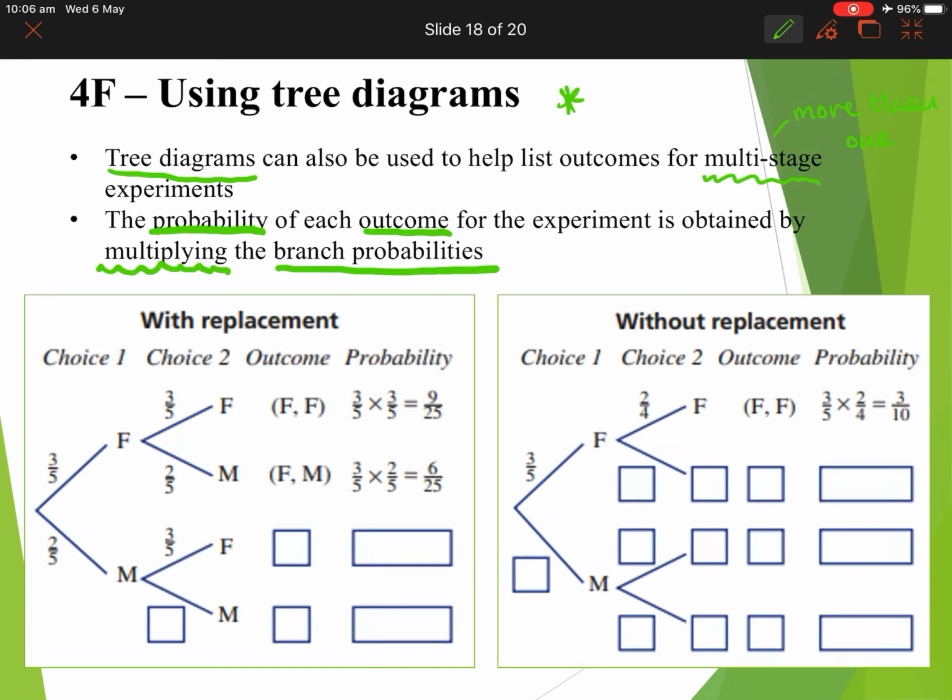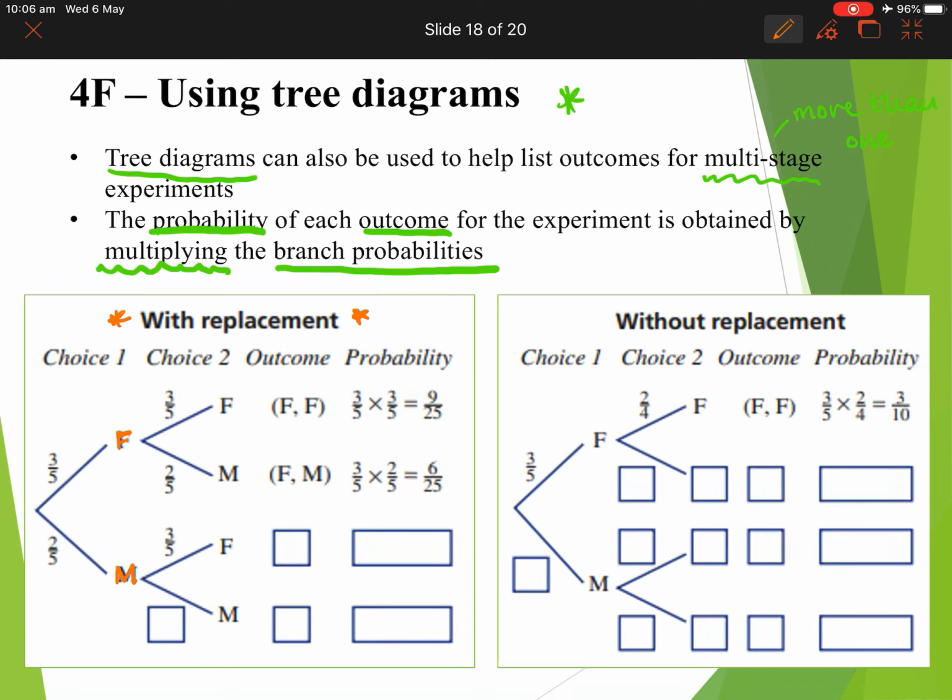So I'm just going to take you down here. Let's go to a different colour. So this is a tree diagram with replacement, okay? So when you choose your first choice, you can then choose again from that same lot of people. For this example, F and M are showing female and male.